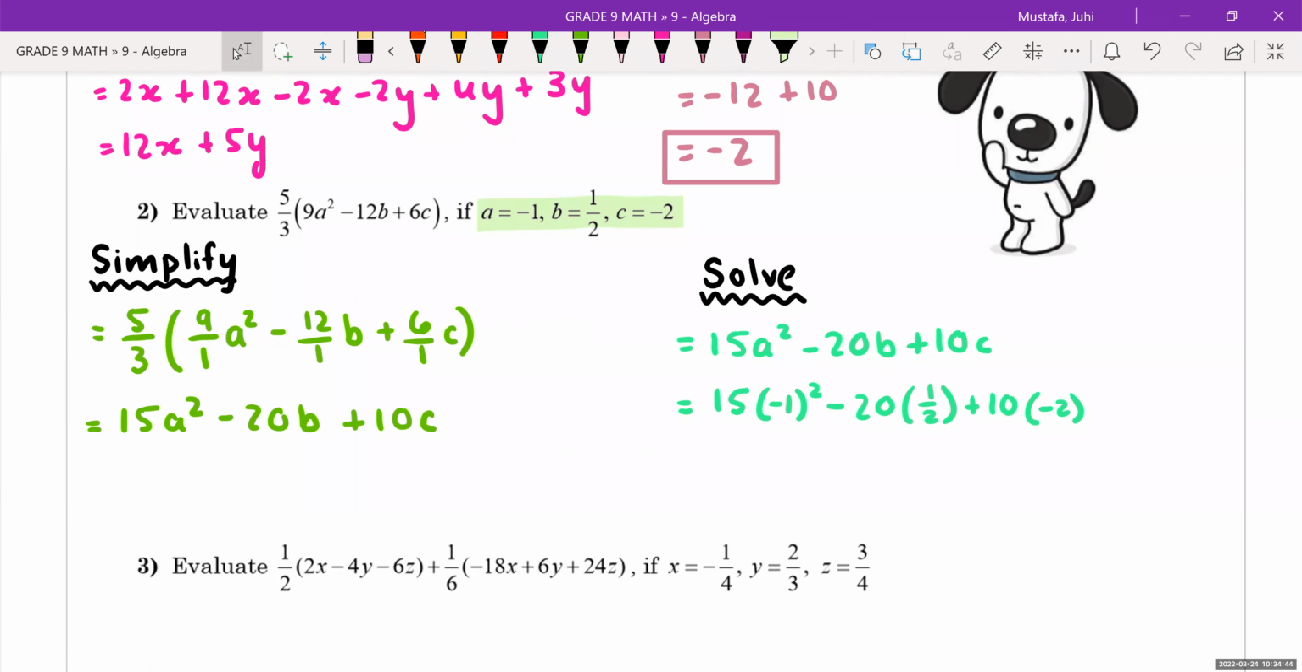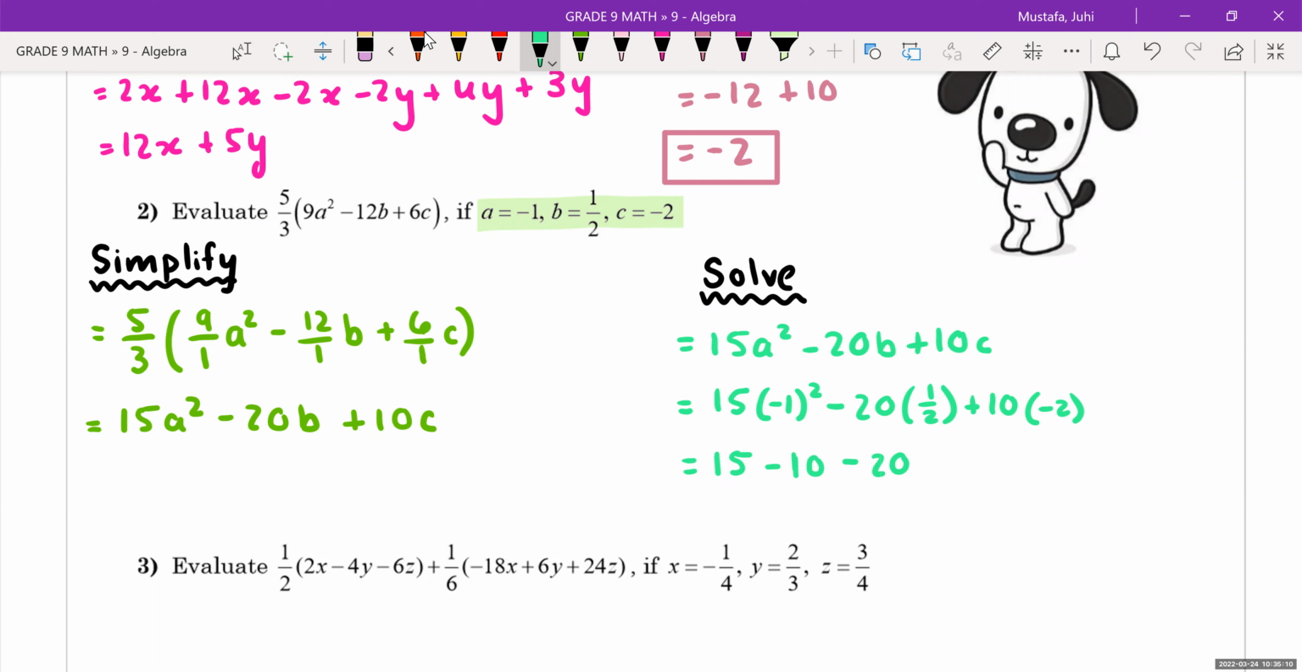Negative 1 times negative 1 is positive 1. So this first term is just going to be a 15. What's negative 20 times a half? Negative, yep. And what is 10 times negative 2? Say it out loud. Negative 20.